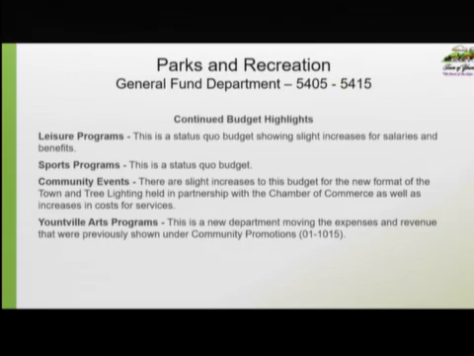Nope. Okay. Sports programs, again, status quo. This is our pickleball open gym, basketball open gym, and our mini sports programs. There are no major changes there. Okay. Keep moving. Community events.